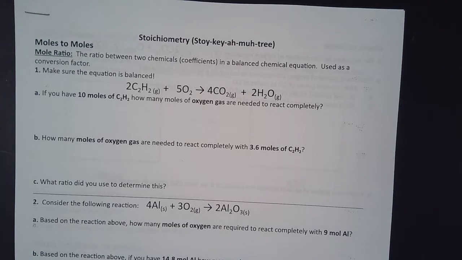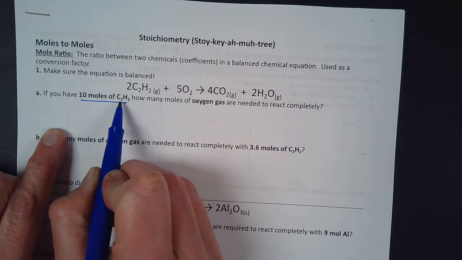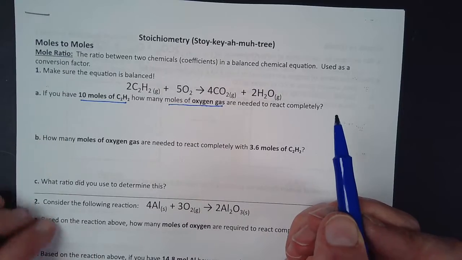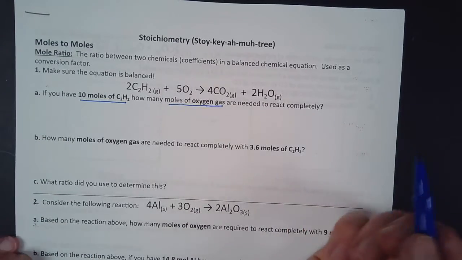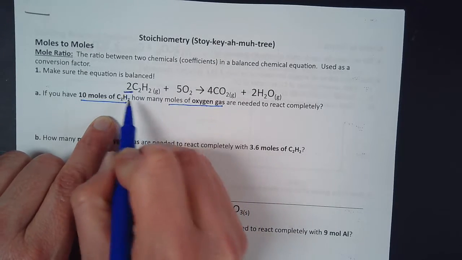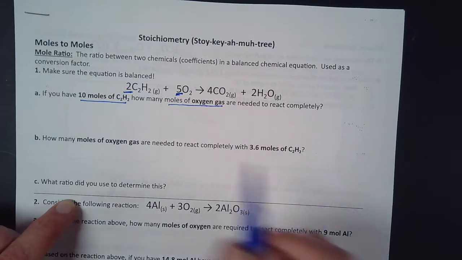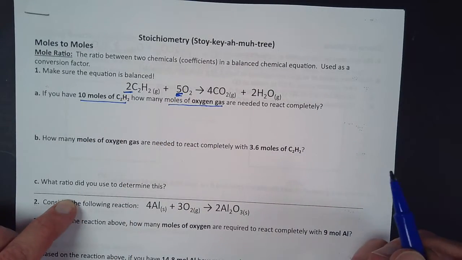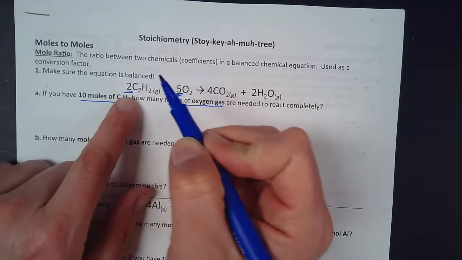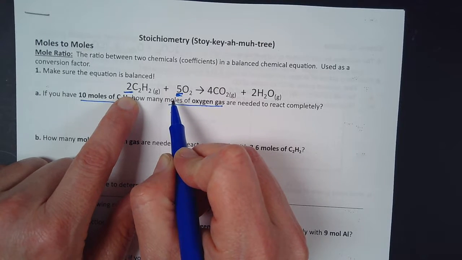All right, so if we have 10 moles of C2H2, we want to find moles of oxygen gas. Right now, if we look at our ratio, if we have 2 moles of C2H2, we need 5 moles of O2. So what this is asking is, if we have 10 moles of this, how many moles of O2 will we make? And I think most of you can probably do that in your head.